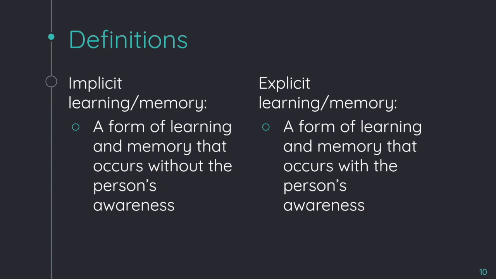Before I present the next slide, I will provide two definitions for you that relate to the upcoming slide. Implicit learning/memory is a form of learning and memory that occurs without a person's awareness, while explicit learning is a form of learning and memory that occurs with the person's awareness.